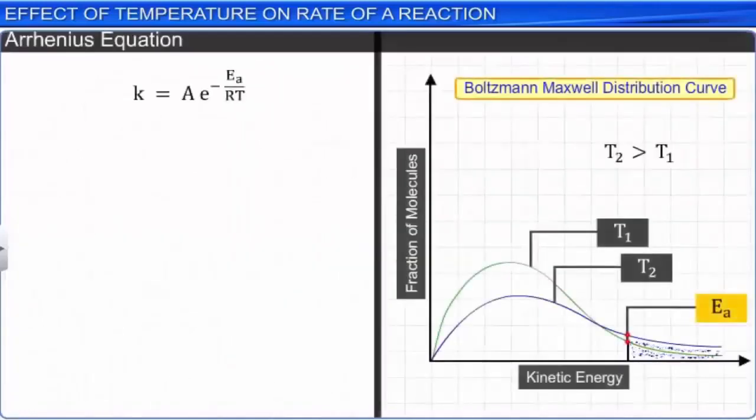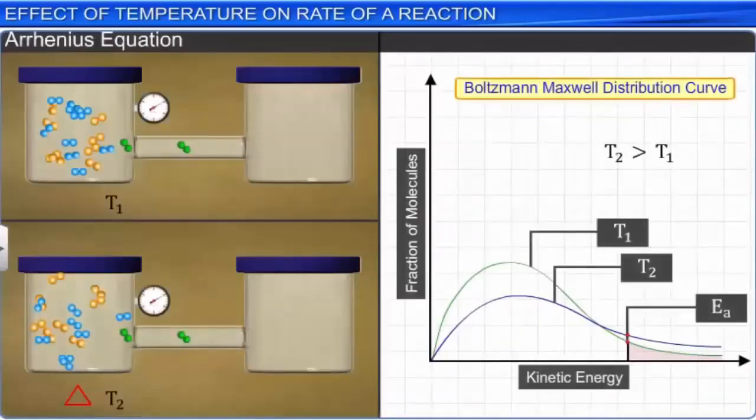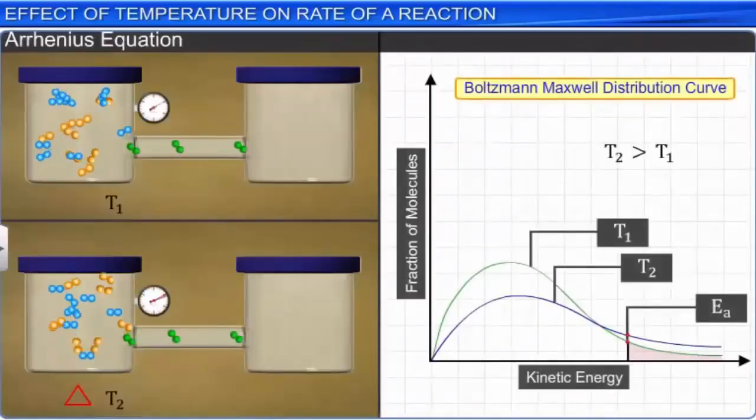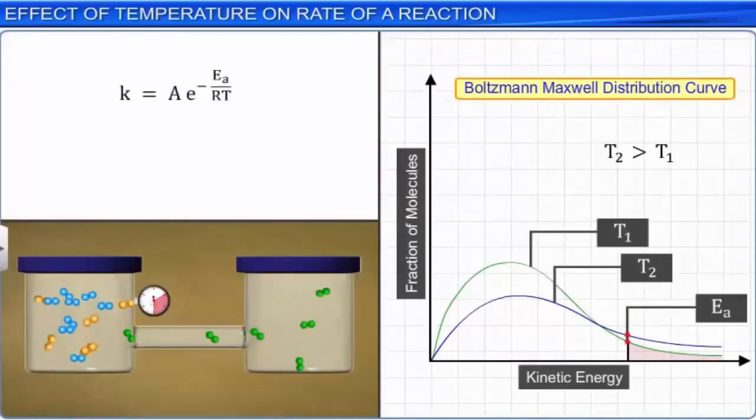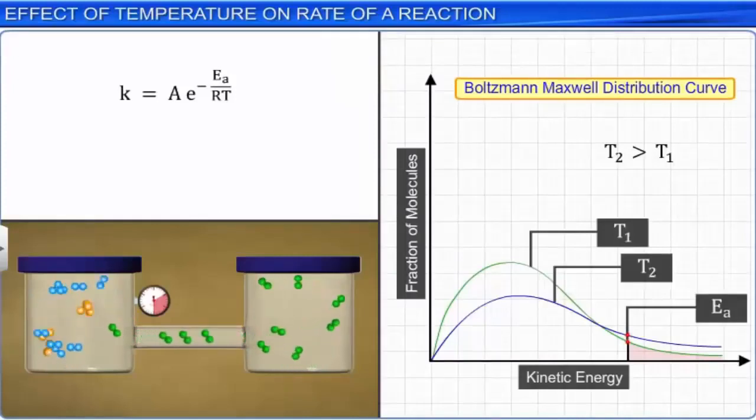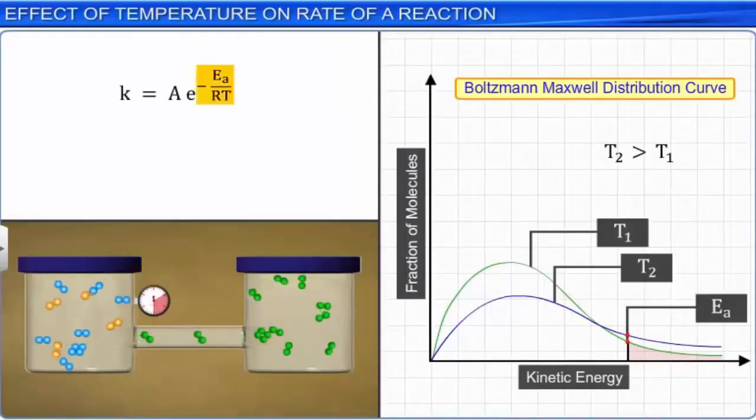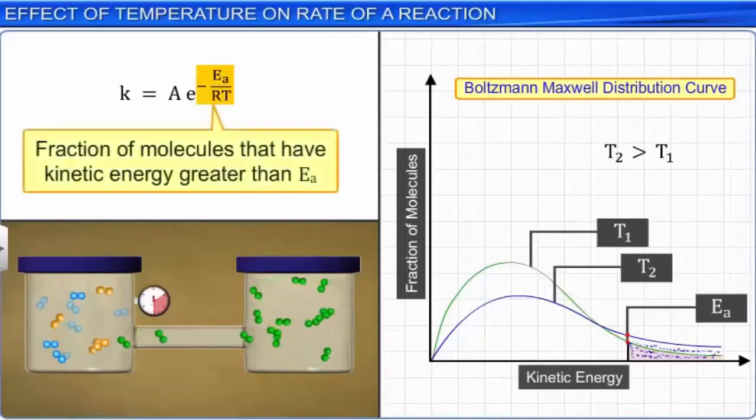As the number of molecules with higher kinetic energy increases, the number of molecules that carry energy greater than the activation energy also increases. Thus, the rate of reaction increases with temperature. In the Arrhenius equation, the factor e to the power minus EA by RT corresponds to the fraction of molecules that have kinetic energy greater than EA.